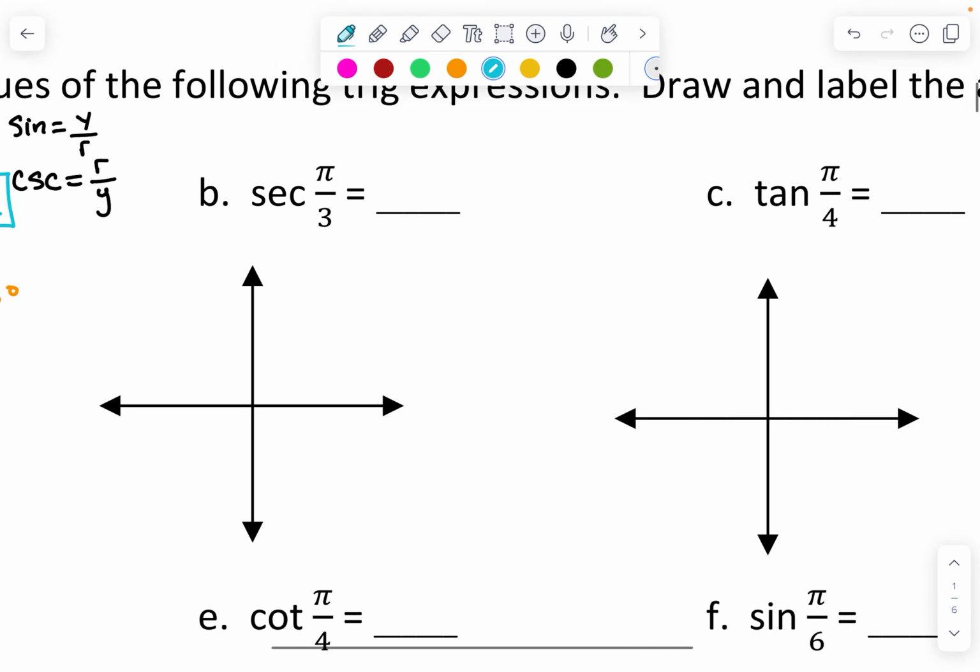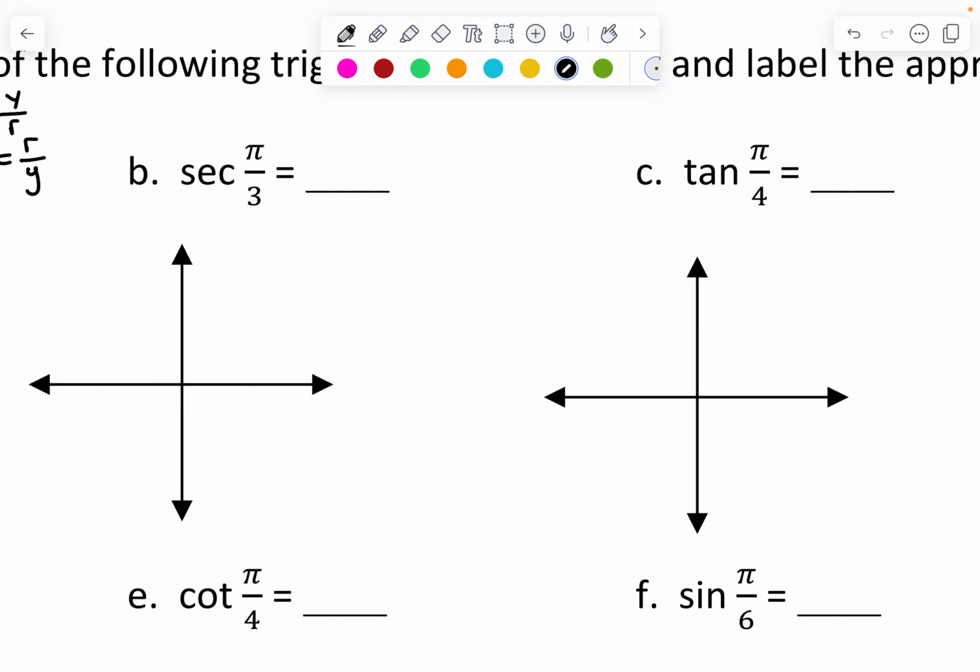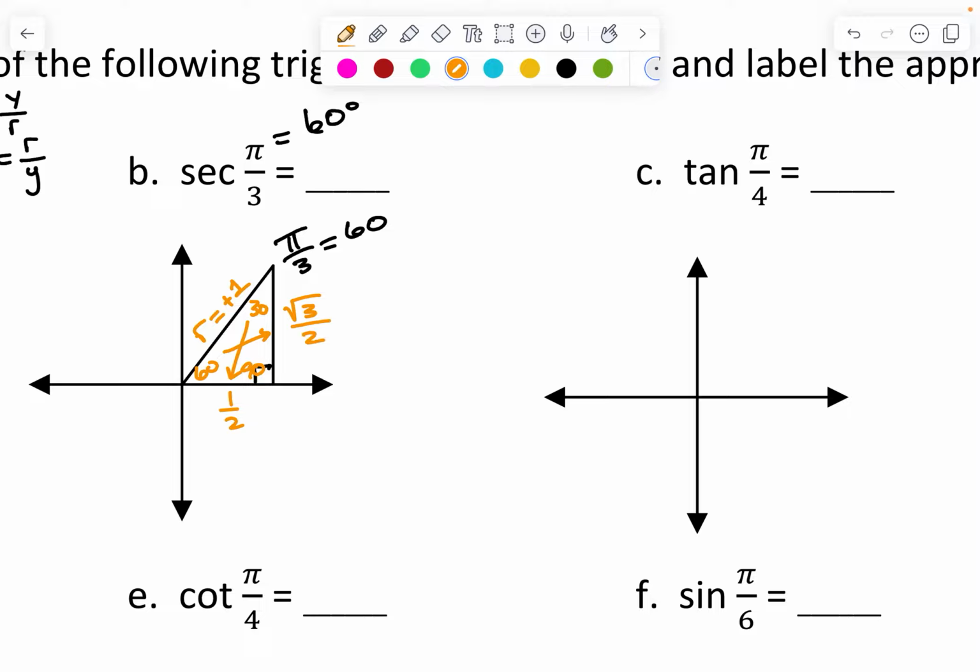Now let's try it for the secant of pi over 3. I'm just going to move a little quicker through these. If you're not sure what these angles are, it's best to review your unit circle. But pi over 3 is 60 degrees. So I'm going to go up here to about 60 and create my line. That's pi over 3. I'm going to drop my line straight down, perpendicular to the x. And I know that pi over 3 is 60, so this triangle is a 60, 30, 90. I know that r is always positive 1. The side across from 30 is 1/2, and the side across from 60 is square root of 3 over 2.